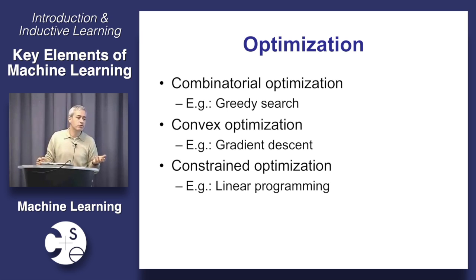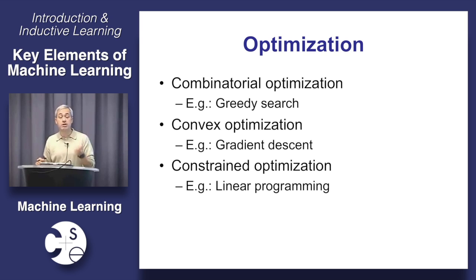The simplest type of combinatorial optimization is just greedy search. It's what I've been using as an example. You generate a candidate, you see how good it is, you generate 10 candidates, you pick the best one, and then from that candidate you generate 10 more and you keep going. This is the simplest, but there's many other types of combinatorial optimization that you can use.